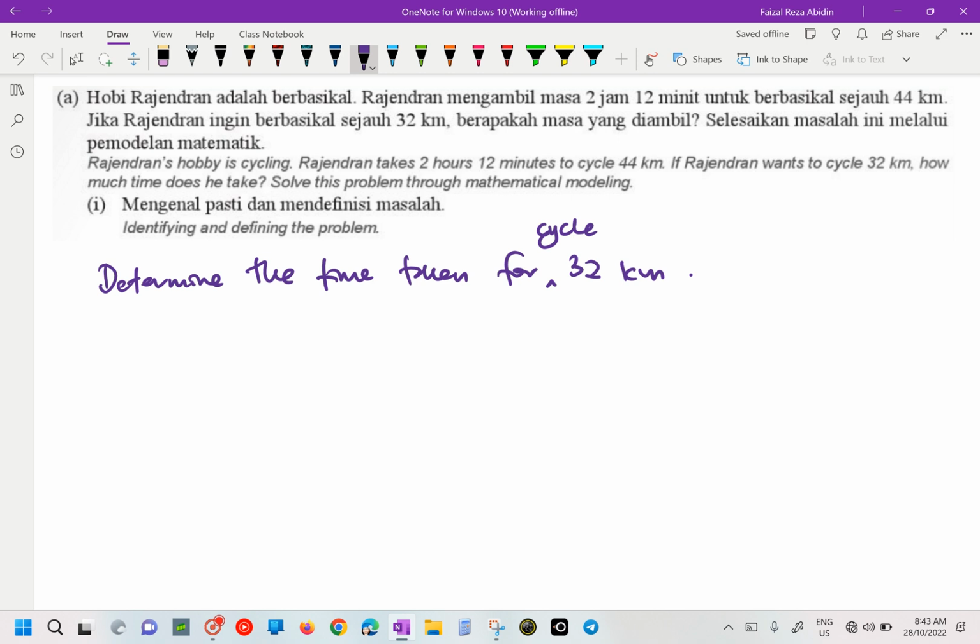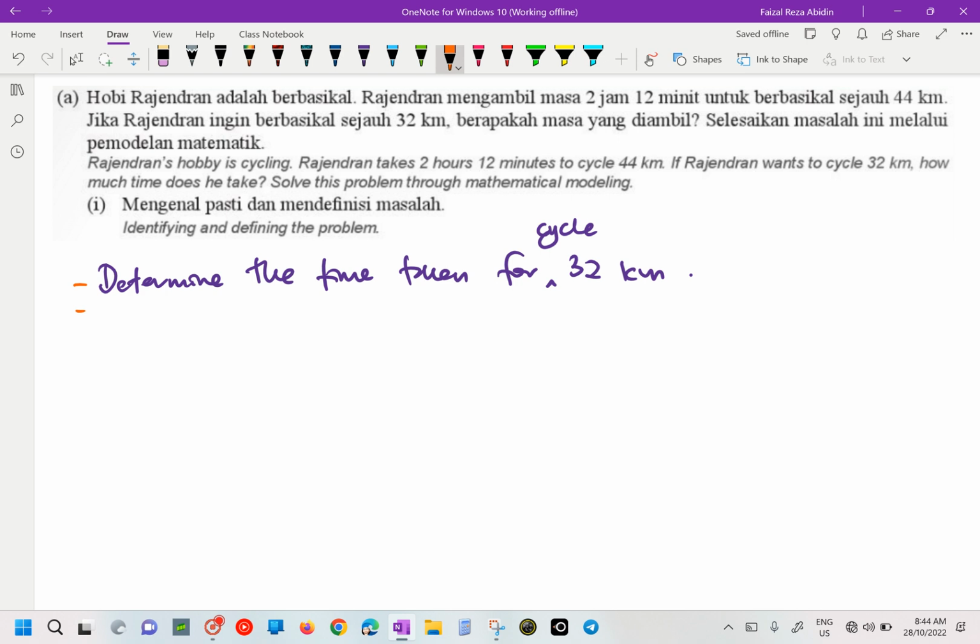Does Rajendran take more or less than 2 hours over here? Why? Logically, the further, the longer. The closer, the faster. So what is that? That's variation. If it is variation here, what do we say? Just now you said, the further, the longer.